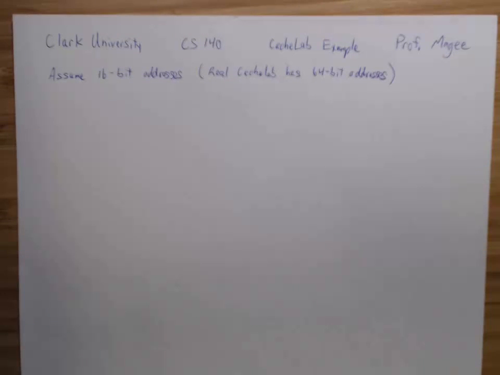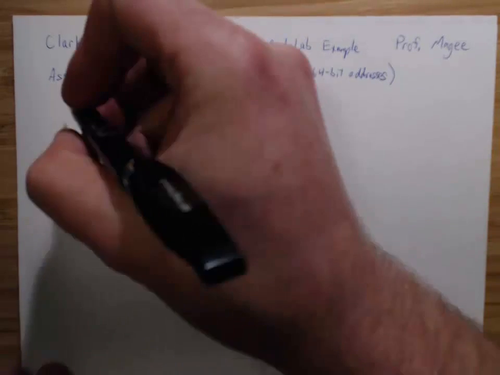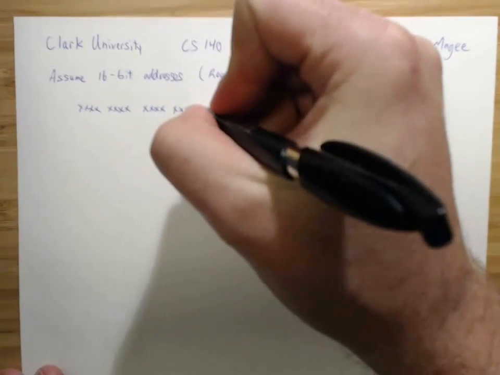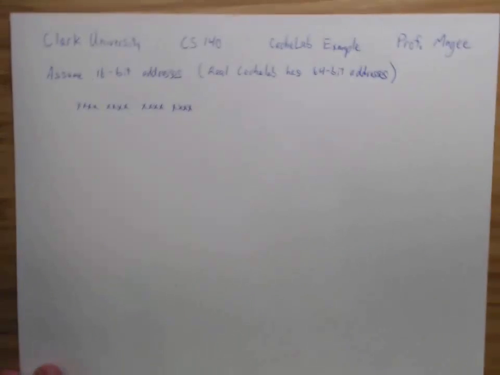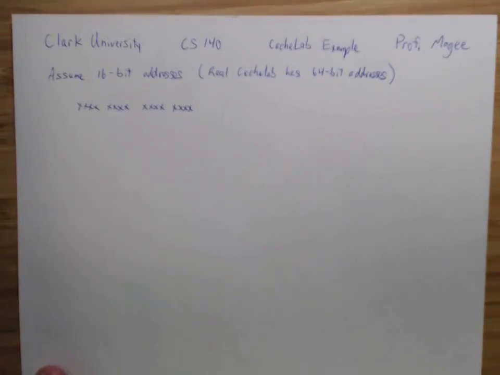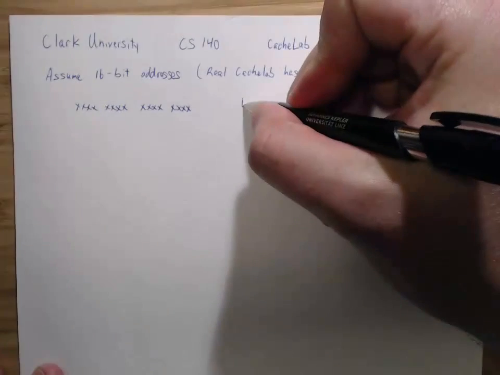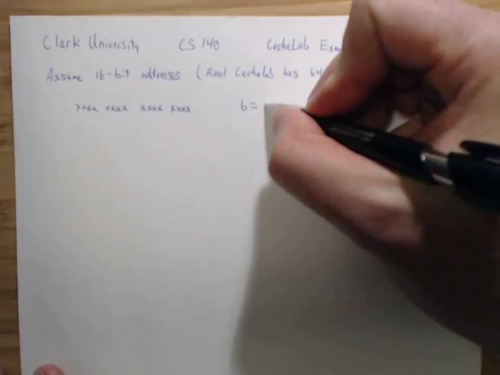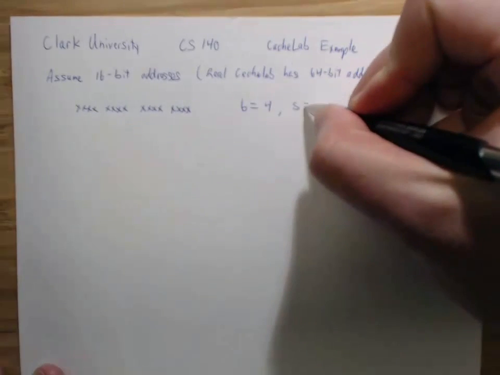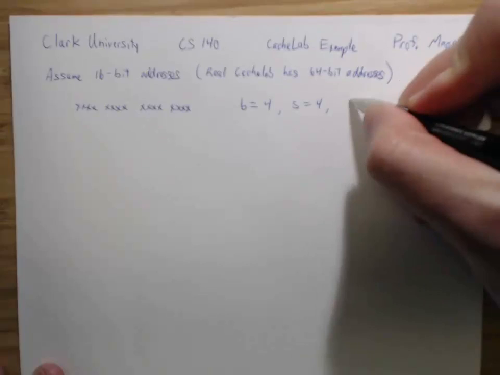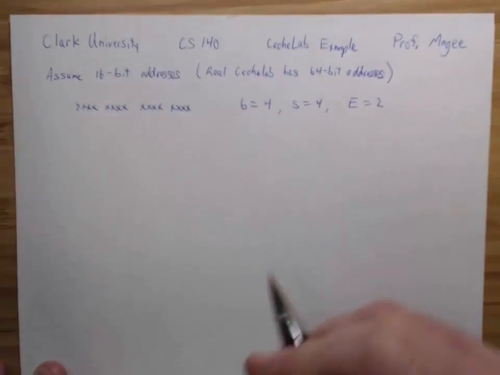I'm going to walk you through a quick example for the CacheLab. In this example, let's assume we have 16-bit addresses, but the real CacheLab has 64-bit addresses. So our addresses have this format with 16 bits each, and we need to divide those up between the set bits, the tag, and the block offset. In this example, let's use B is going to be 4, S will be 4, and then E will be 2.